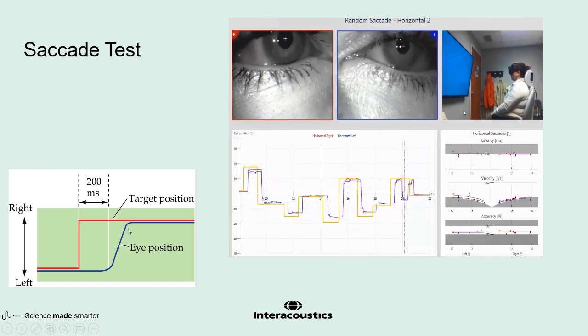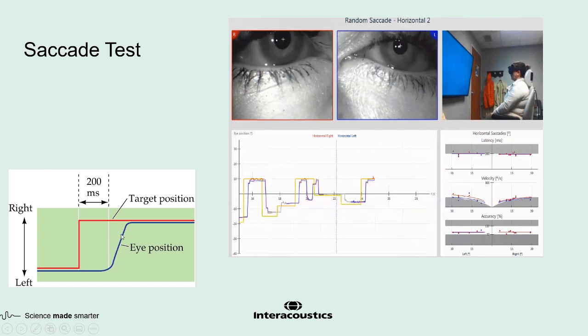Velocity is the slope of the eye movement. Looking at this graph, this is a terrible velocity, because what we want to see are velocities that look, for all intents and purposes, like straight lines going up. The faster the velocity, the steeper that slope. And then, of course, there's target position that people hit.